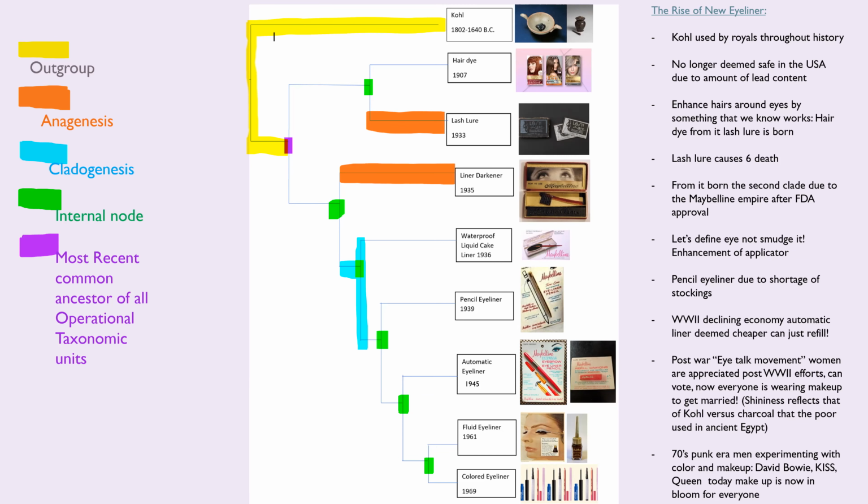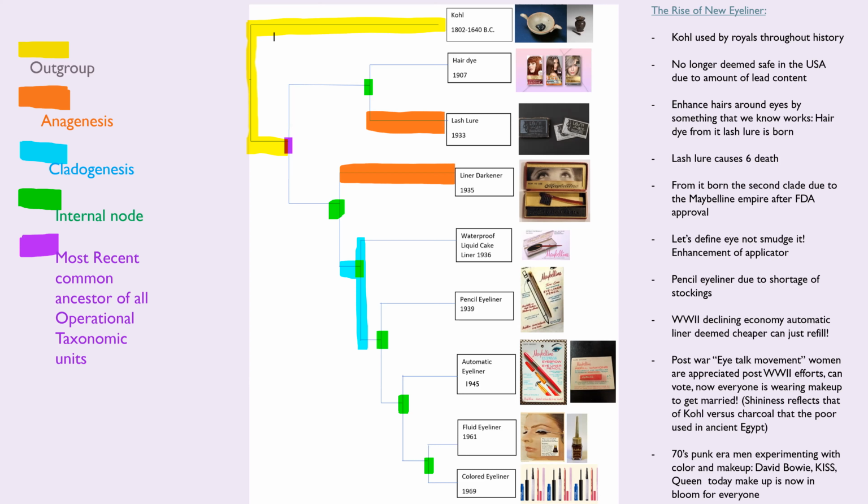An outgroup is an OTU that is known to have diverged earlier than all other OTUs. In this example, it's highlighted by yellow, and it shows kohl, which was used in ancient Egypt to beautify the eye. However, due to its high lead content, it could no longer be used. And while it's still used today in some Middle Eastern countries, it is very controversial. From kohl, we encounter our first cladogenesis event.